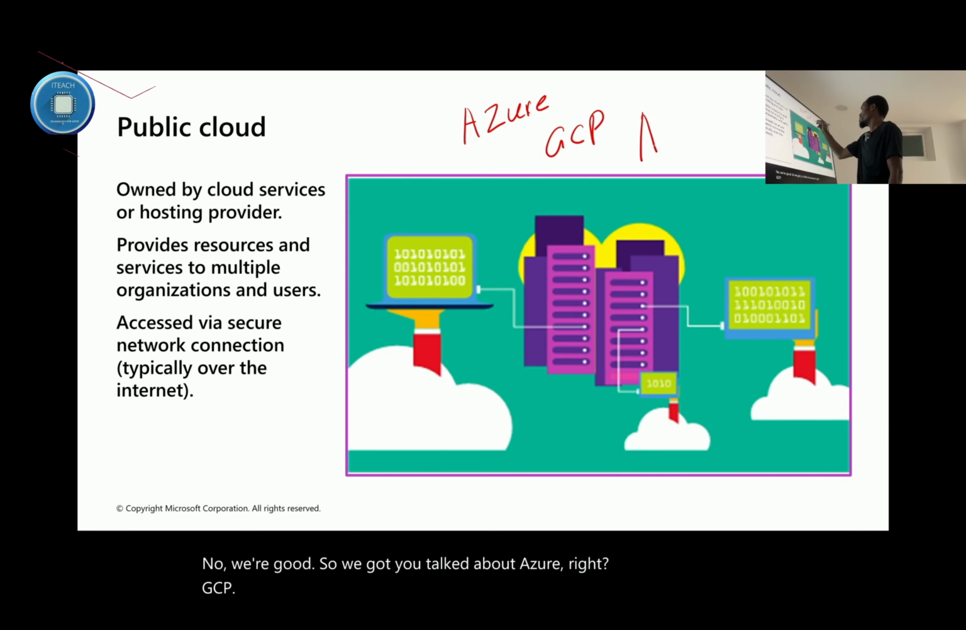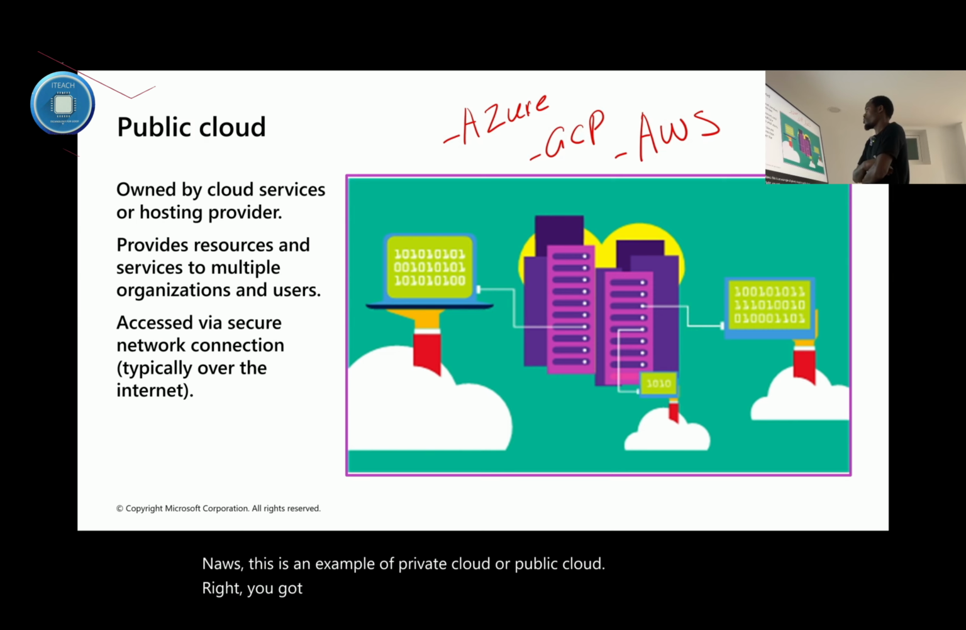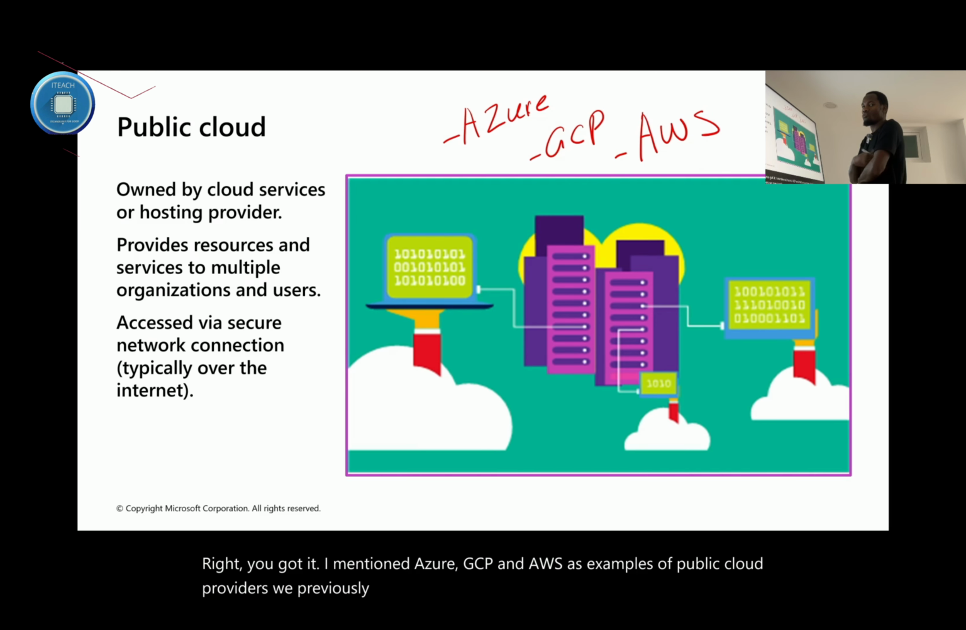GCP and AWS. Is this an example of private cloud or... Yeah, public cloud. Right, you got it. I mentioned Azure, GCP, and AWS as examples of public cloud providers. We previously discussed private clouds as well. Do you want to compare them or move on to the next type of cloud?